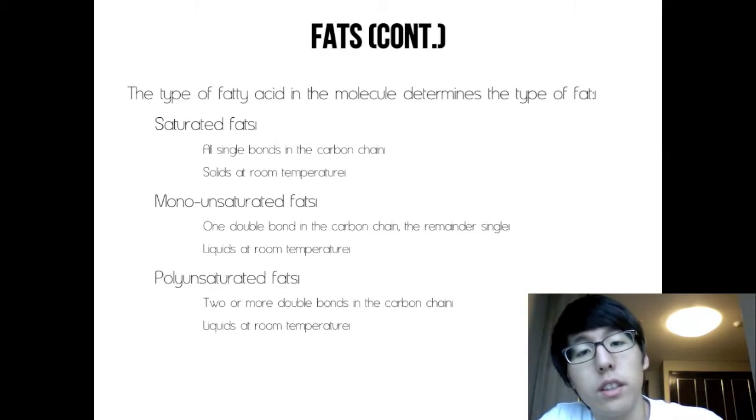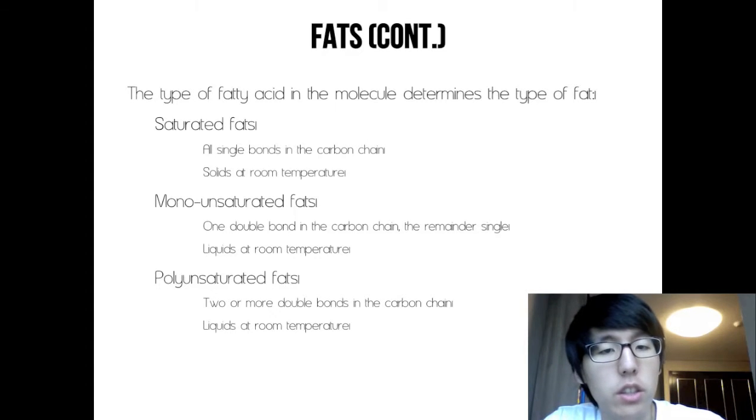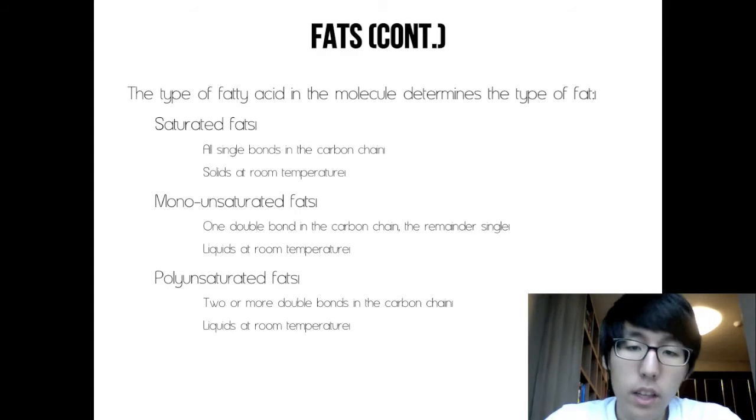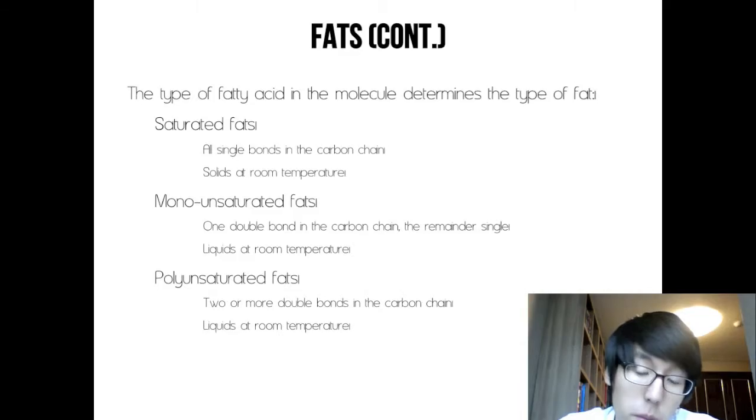Saturated fats are all single bonds in the carbon chain, and they're solids at room temperature. Monounsaturated fats have one double bond in the carbon chain, the remainder is single, and they're liquids at room temperature. Polyunsaturated fats have 2 or more double bonds in the carbon chain and are liquids at room temperature as well.